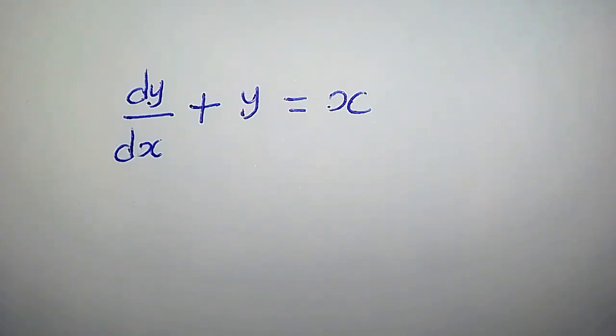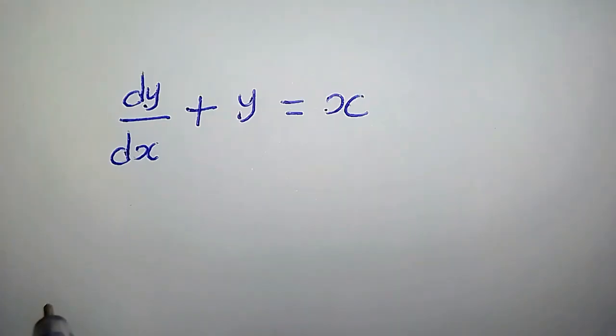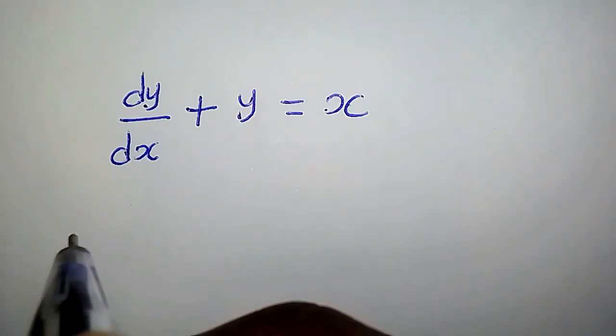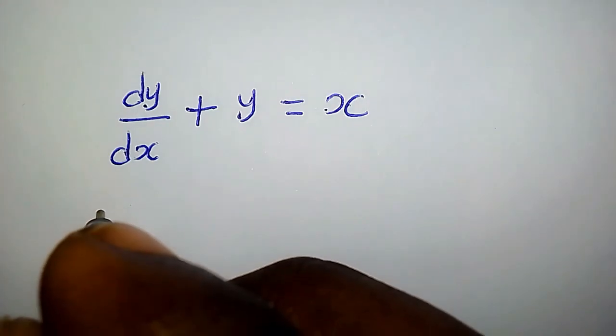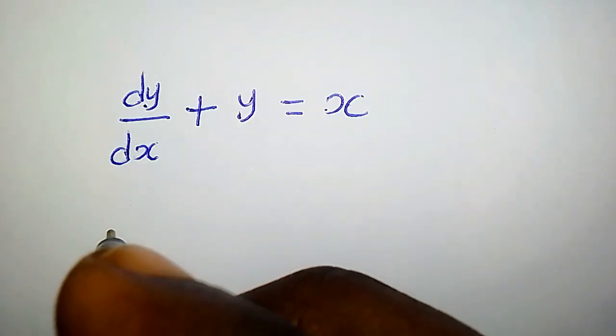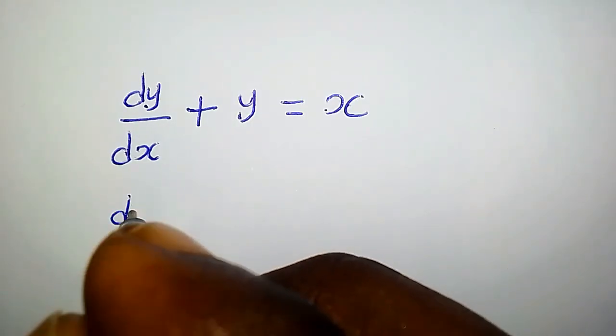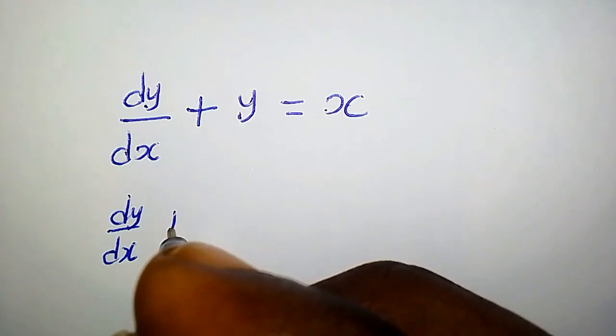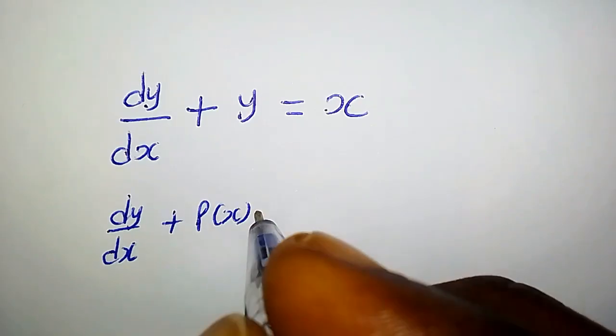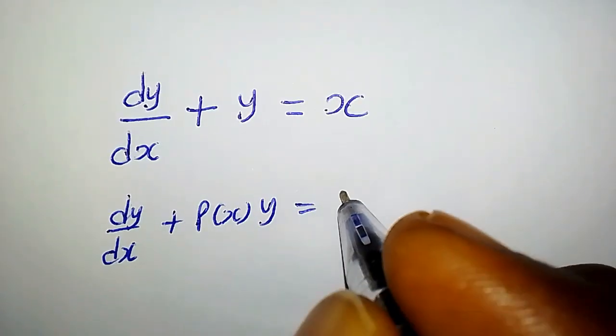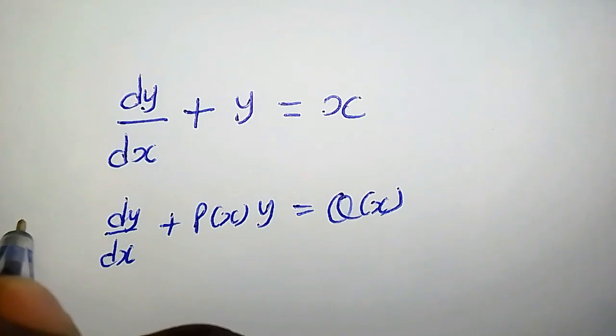Hello, in this video, we are going to use the integrating factor method to solve a first order ordinary differential equation. To use the integrating factor method, these are the steps. The first step is that any equation must look in the form of dy/dx plus p of x times y equal to q of x. This is step 1.